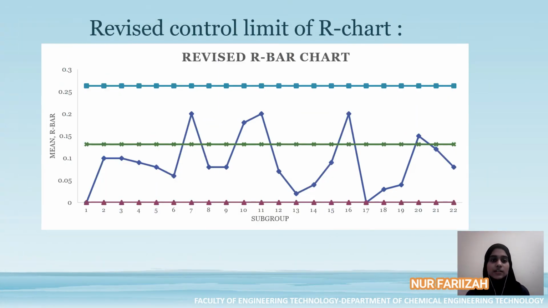This is the revised control limit of R chart, where the R chart is between the upper control limit and the lower control limit. It's between the range. That's all from me.